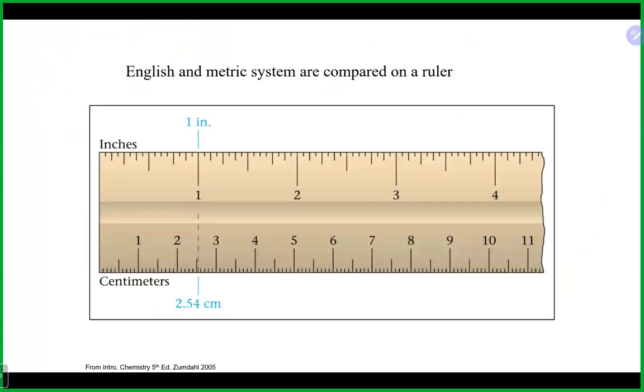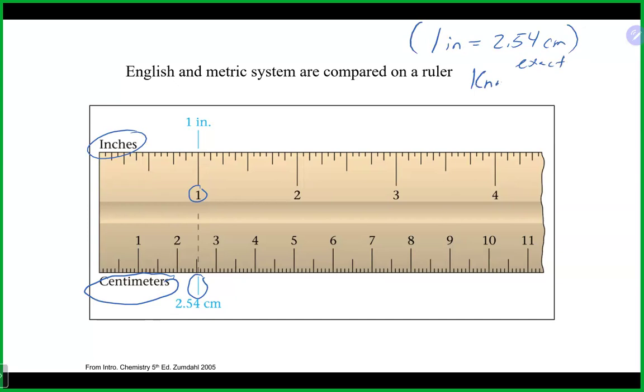Here is again a comparison of sort of the English system to the metric system. If you look at a basic ruler, up on top are inches, on the bottom are centimeters, and we can see that 1 inch is exactly 2.54 centimeters. That is definitely a conversion they expect you to know. That is an exact conversion. That relationship there.